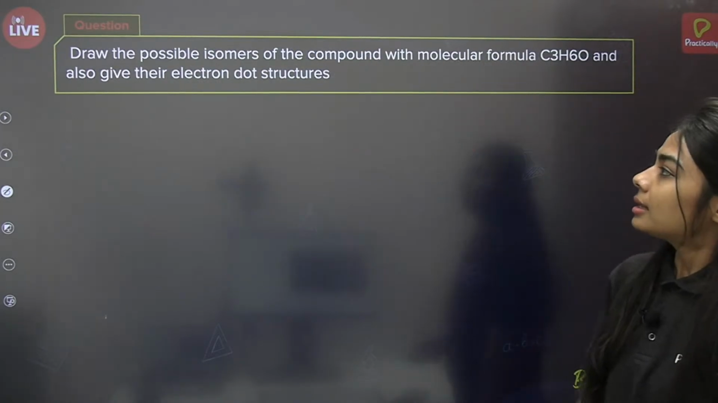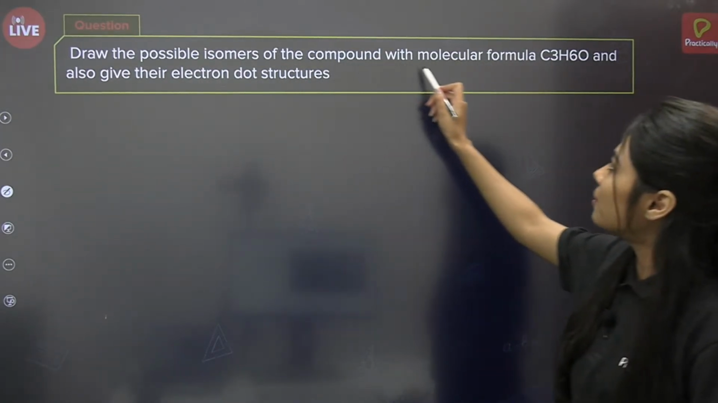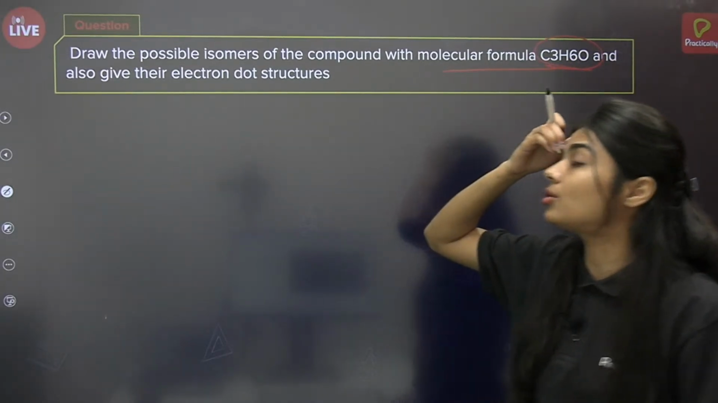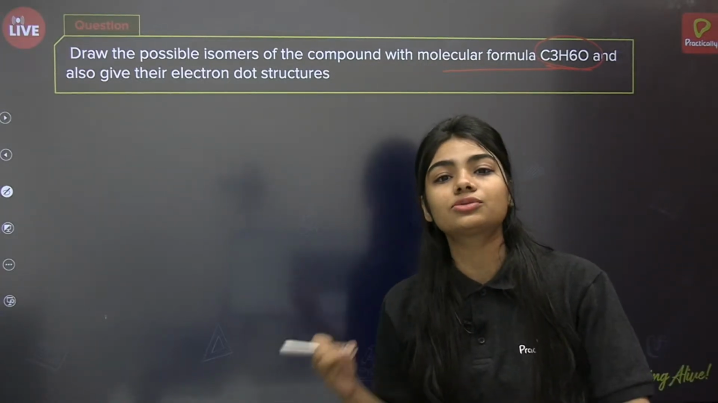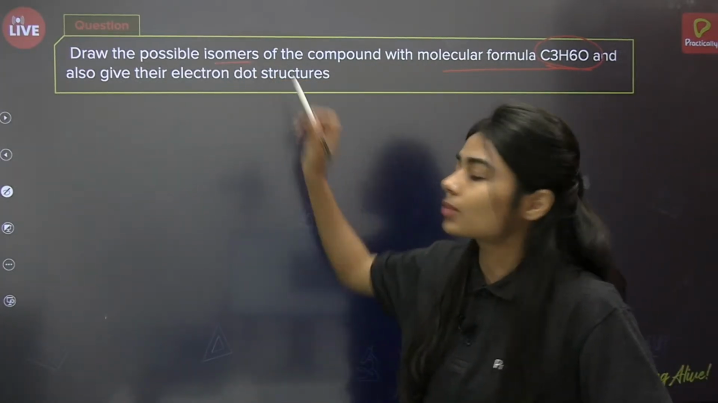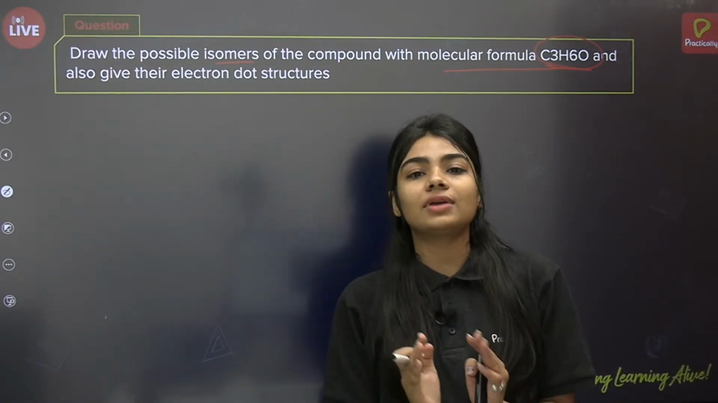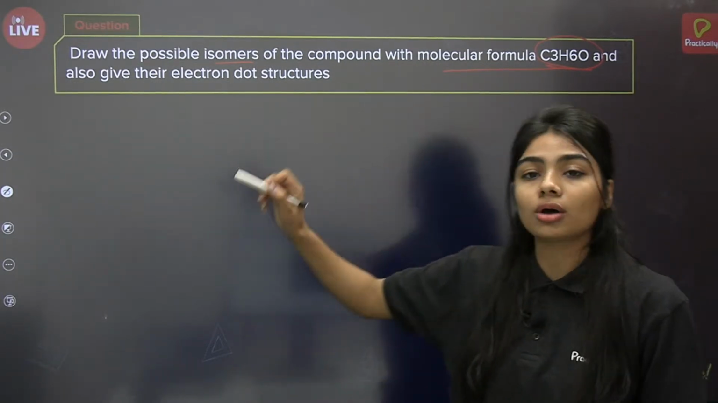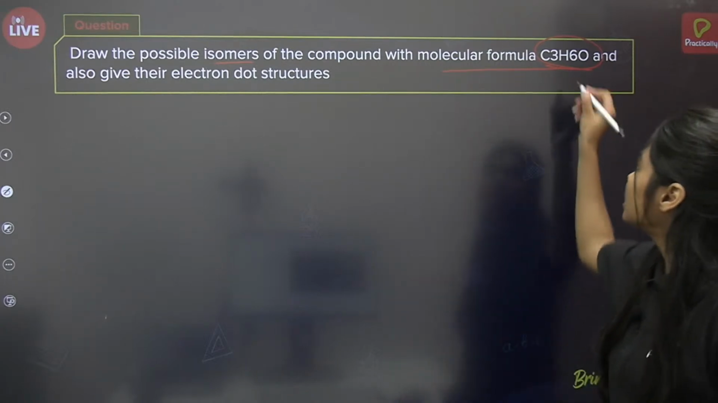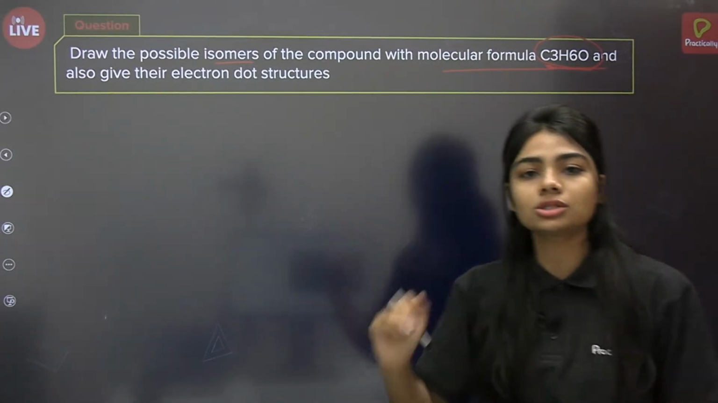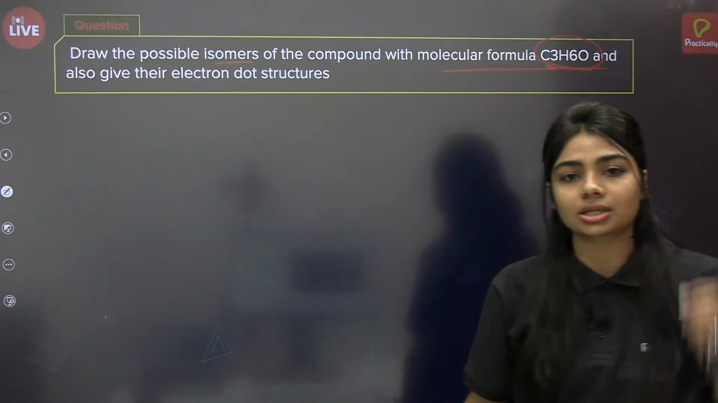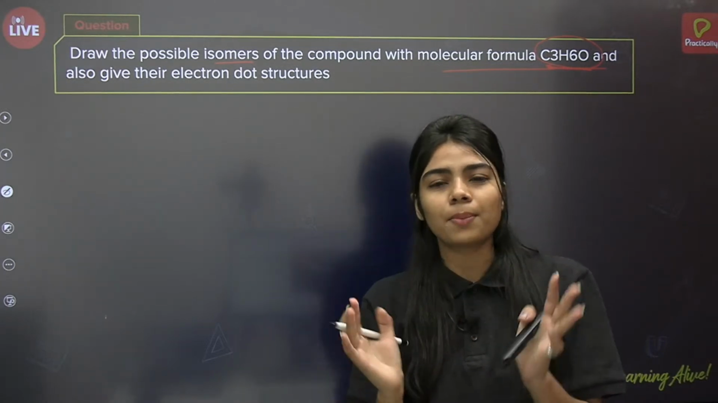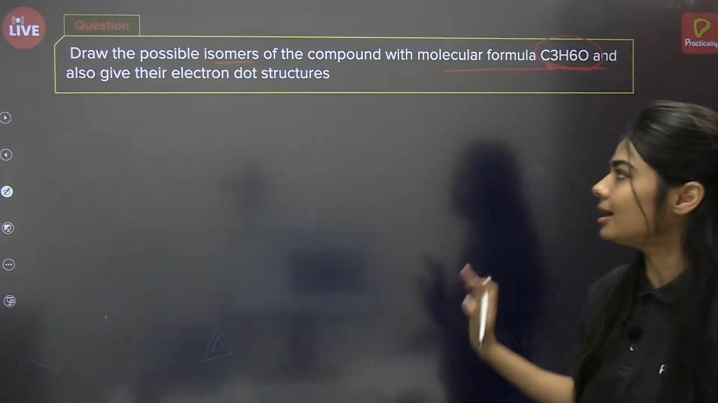Next: draw the possible isomers of the compound with molecular formula C3H6O and also give their electron dot structures. This question is very important for isomers. What are isomers? They have the same molecular formula but different structures. So you need to draw all the possible isomers of C3H6O, and also draw the electron dot structure. You just represent the compound in the form of electrons. This is the electron dot structure.